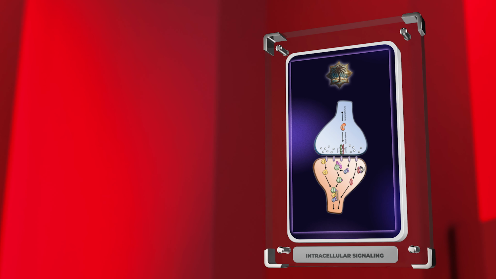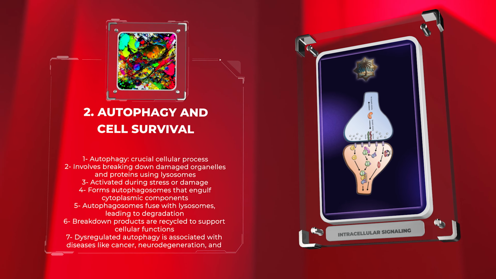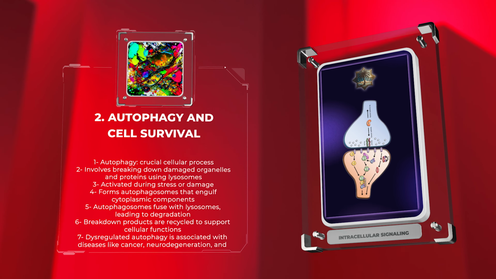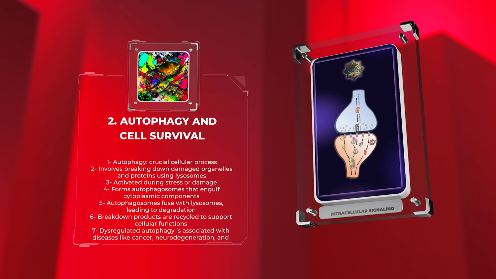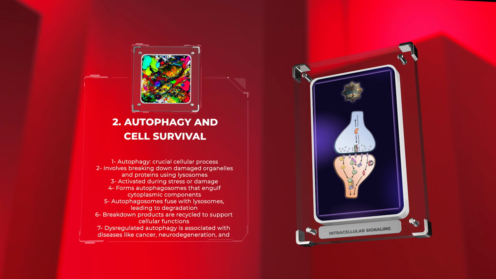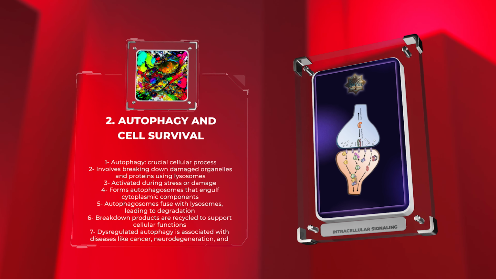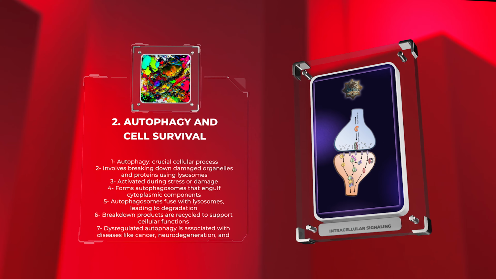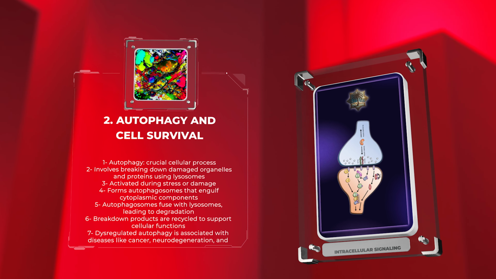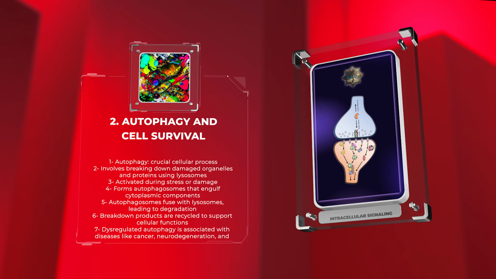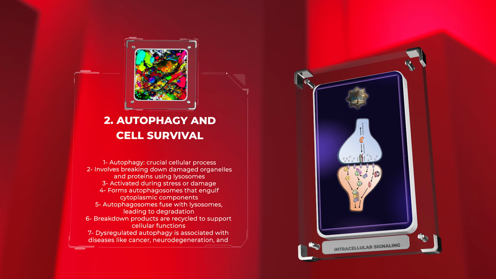Autophagy is a crucial cellular process for cell survival and maintaining balance. It involves breaking down damaged organelles and proteins using lysosomes. This process is activated during stress or damage, forming autophagosomes that engulf cytoplasmic components. These autophagosomes then fuse with lysosomes, leading to degradation. The resulting breakdown products are recycled to support cellular functions. Dysregulated autophagy is associated with diseases such as cancer, neurodegeneration, and metabolic disorders.